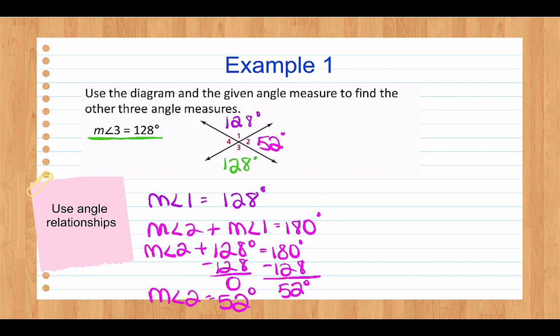So the measure of angle 4: angle 2 and angle 4 are created by two intersecting lines. Therefore, angle 4 is a vertical pair to angle 2. So therefore, the measure of angle 4 is also 52 degrees.